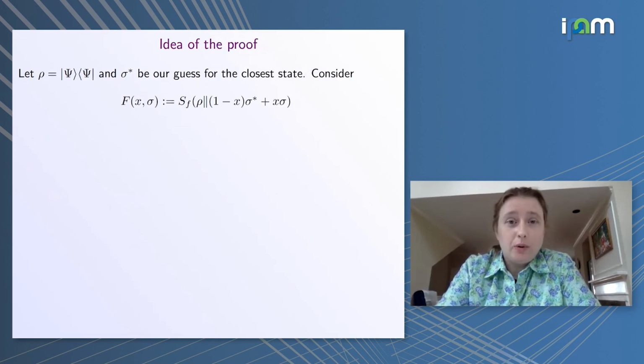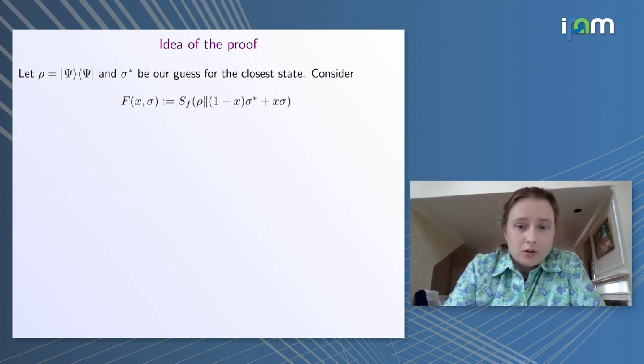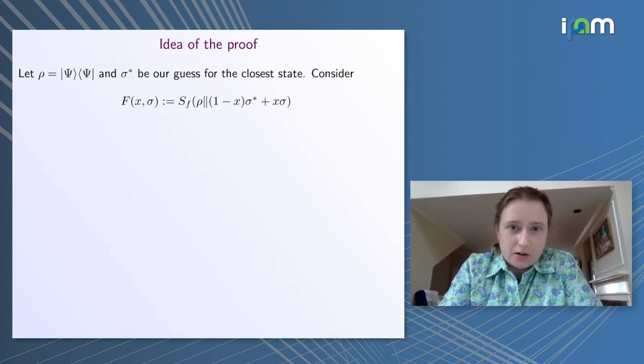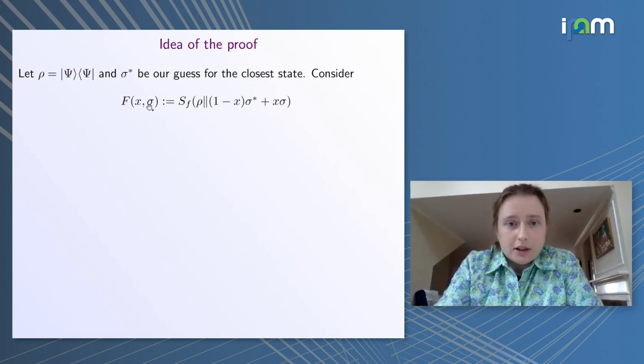Okay, so how do you prove it? The idea is taking a derivative of a function. We calculated the optimization of the function, and what we have to do is to consider the directional derivatives. So if I consider the function f, which is a relative entropy between rho and almost the state that is the closest state. So this is the function in x that goes between the closest state, that's my guess, and any other state sigma.